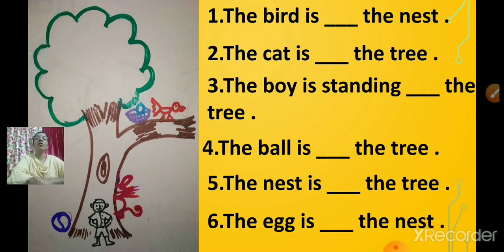So children, you have to observe this picture properly and then write the answers. Those words which we have learned today: in, on, under, behind, beside, in front of and near. These words you have to use here. By looking at the picture you have to write the answer in the blank space. So this is your homework. You are going to write it down in your home notebook.